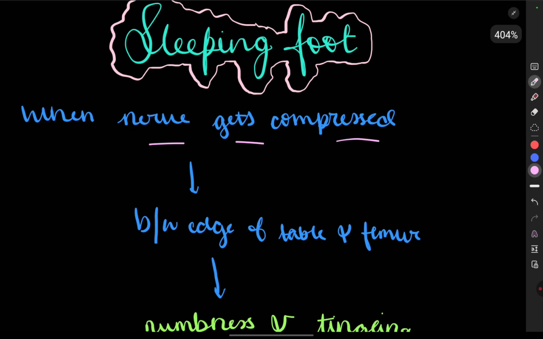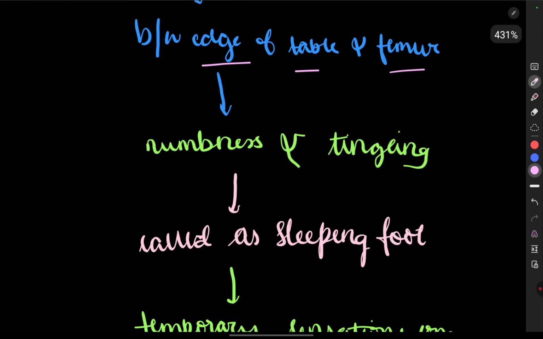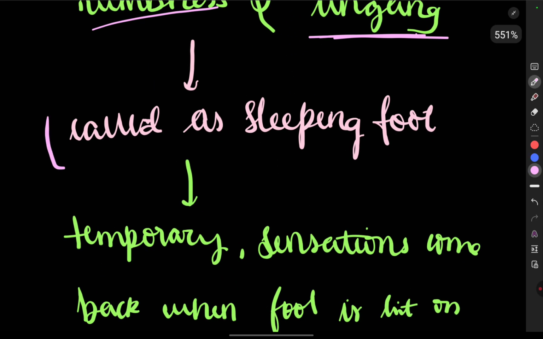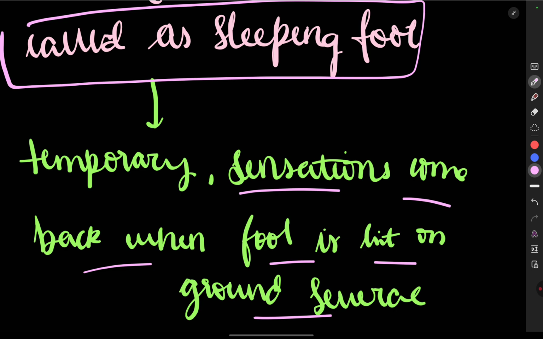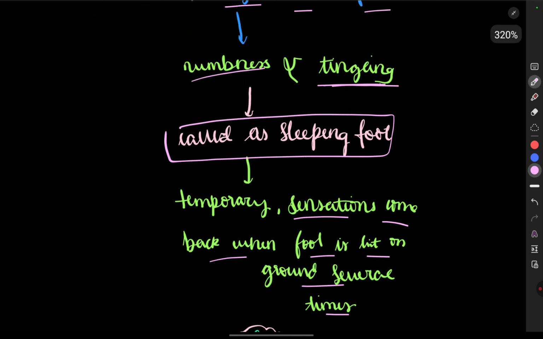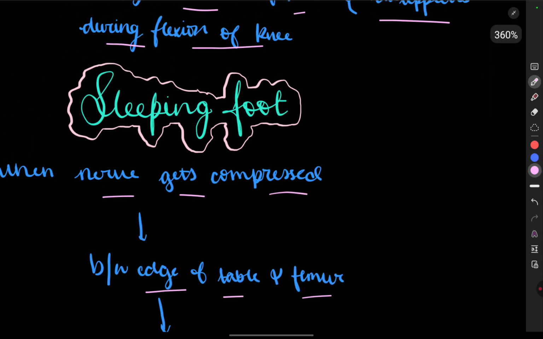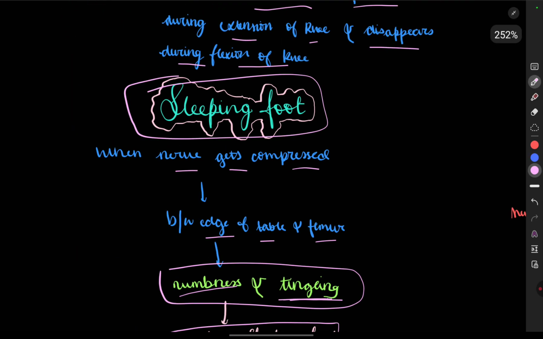When a nerve gets compressed between the edge of the table and the femur, it gives a feeling of numbness and a tingling sensation. It is called sleeping foot, and it is a temporary loss of sensation. Sensations come back when the foot is hit on the ground several times, so it gets decompressed, and the tingling and numbness go away. So this is a temporary condition, the sleeping foot.